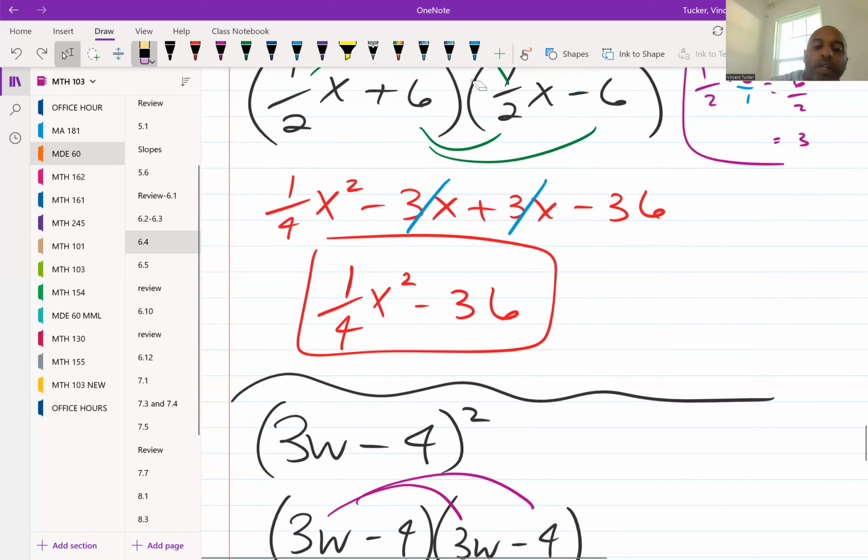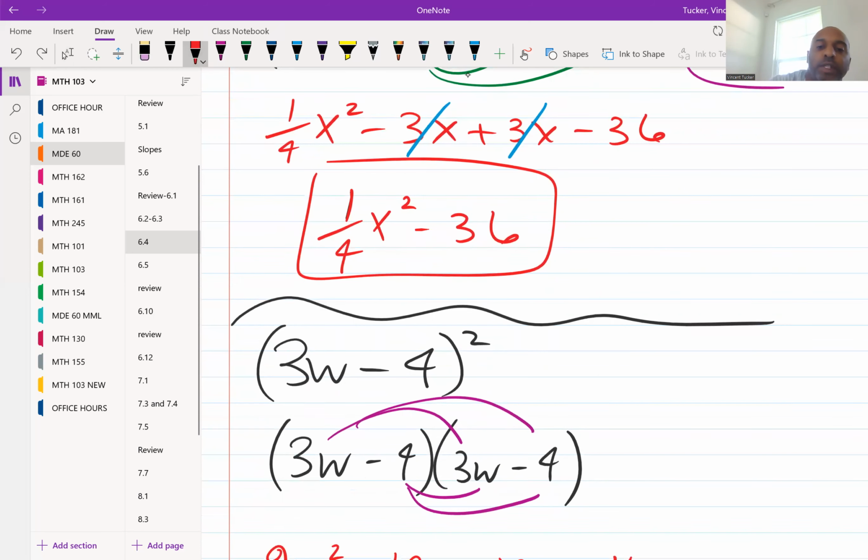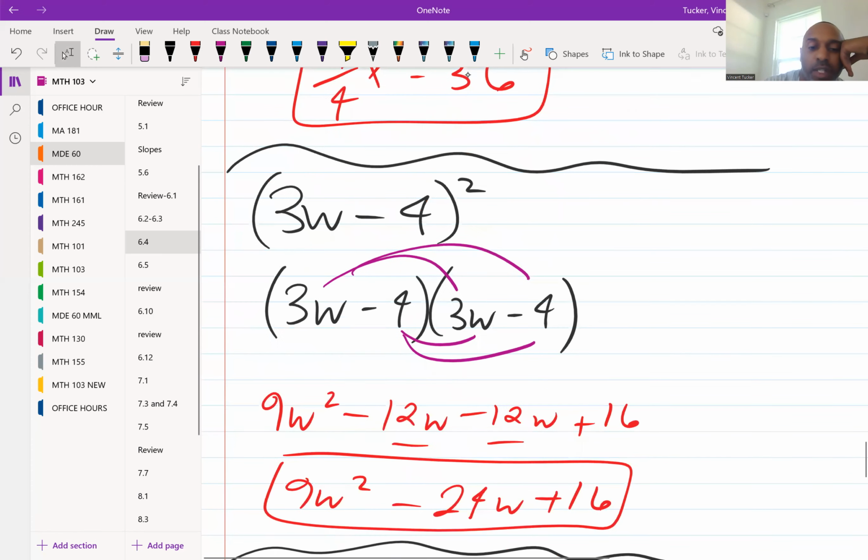All right, next one, 3w minus 4, squared. So what we cannot do here is take the square and apply it to each term because of that minus sign. So what we would have to do here is expand it out like I did here. That's 3w minus 4 times 3w minus 4. And if that's the case, now we do our distribution, 3w times 3w, 9w squared, 3w times -4 is -12w. -4 times 3w is -12w, -4 times -4 is +16.